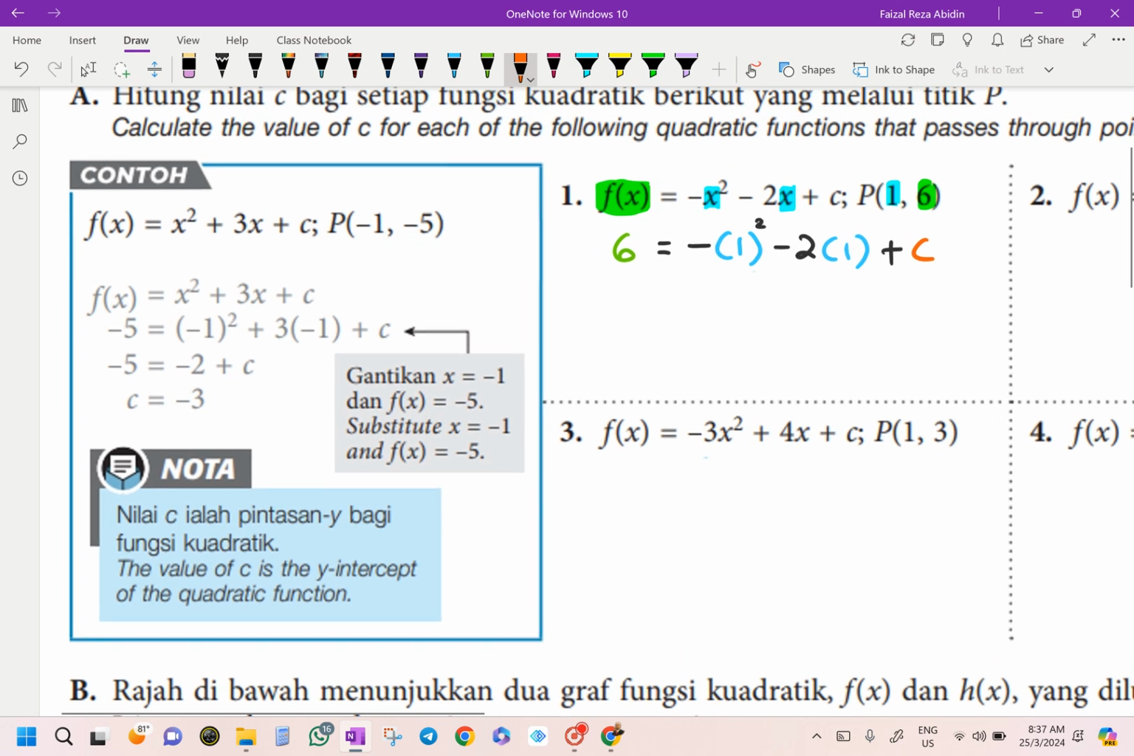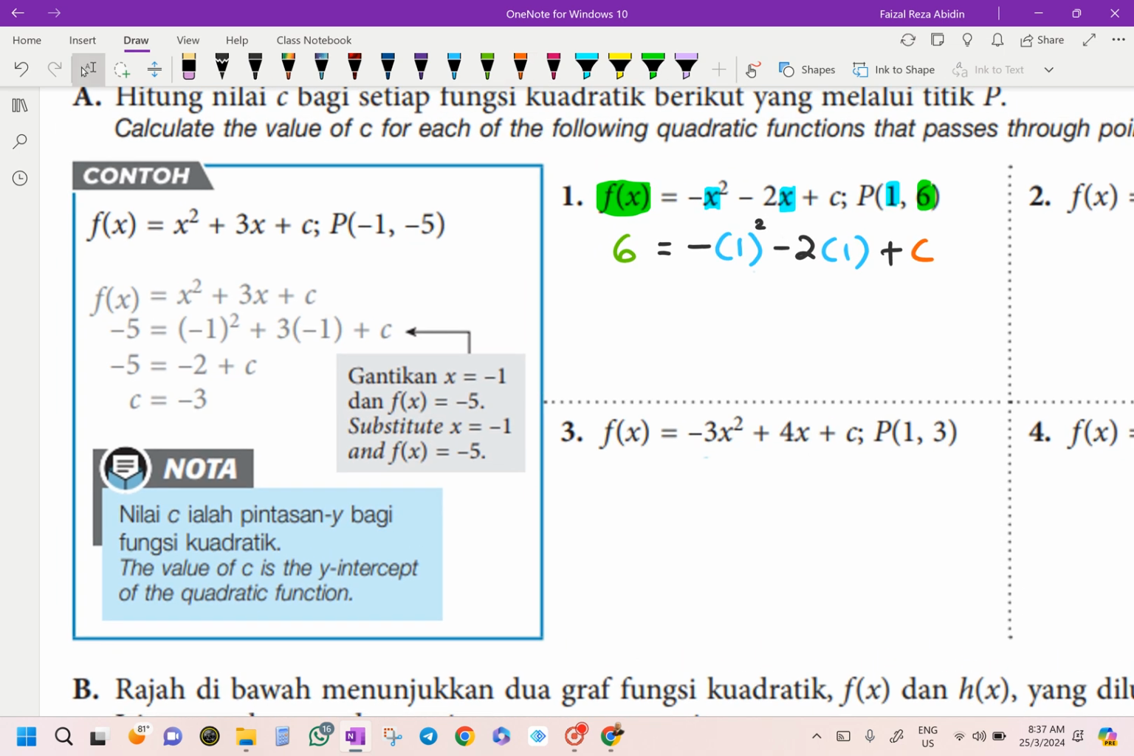By using your calculator, what will you get? Negative 1 squared is negative 1. Negative 2 times 1 is negative 2. So negative 1 with negative 2 is negative 3, right? So you bring it to the left, and we plus with 6. So over here, the value for C is 9. Boleh?